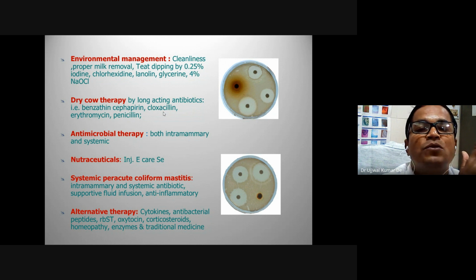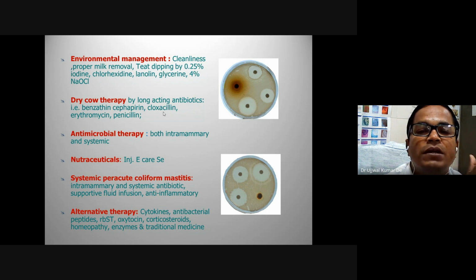Teat dipping: 0.25% iodine, chlorhexidine, vanillin, glycerin, 4% sodium hypochlorite, these types of preparations are there. Before milking, pre-teat dipping, you have to put some mild disinfectant, then clean it, then go to milking. After milking, you have to go for teat dipping, like a teat dip cup. So you have to put the teat with this solution and keep it for 2 seconds.